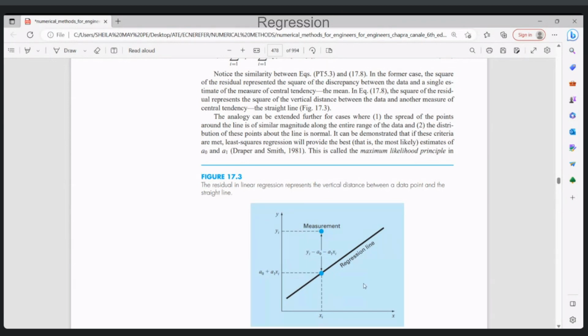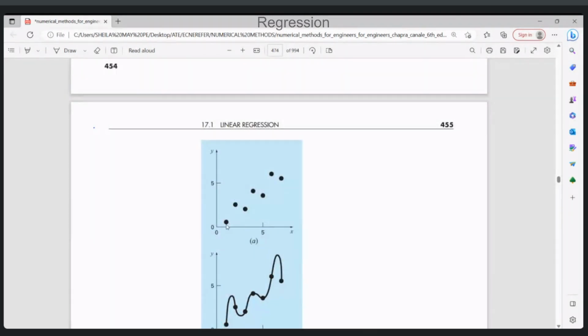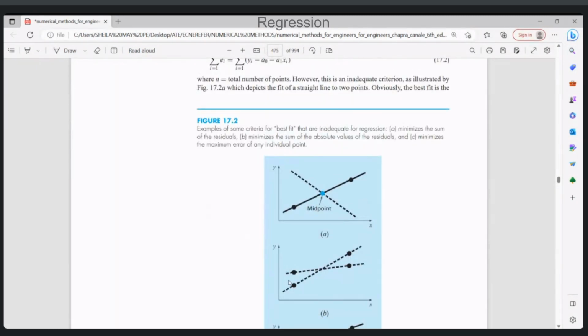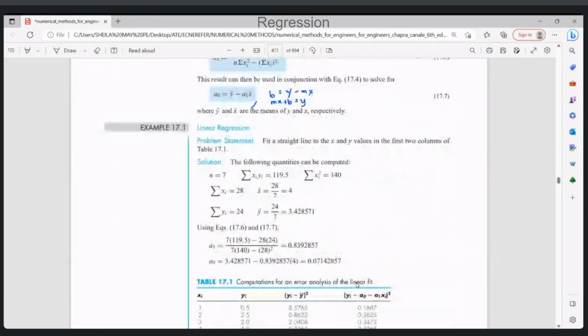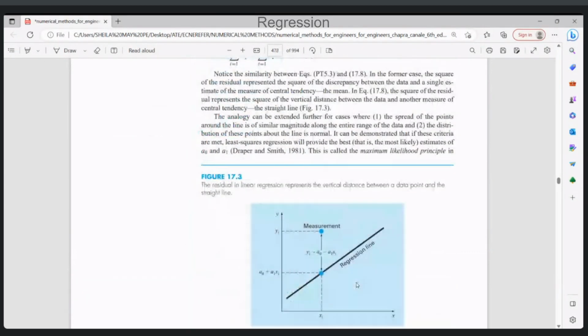If it is normal, it is not spread out. Remember our first figure here, right? It is spread out, not like the others. Although that's not a good example. If it is spread out, that is considered not normal. If it is normal, the distance is small. Now, the first criterion is the spread of the points around the line is of similar magnitude along the entire range of data, meaning as we continue in our regression or solution, their magnitude does not differ much.